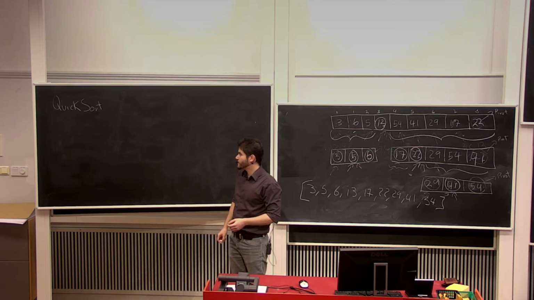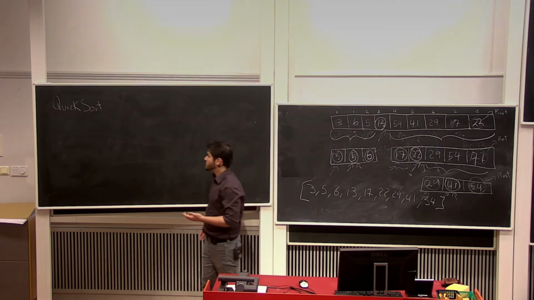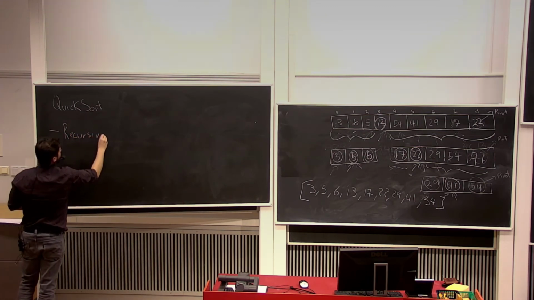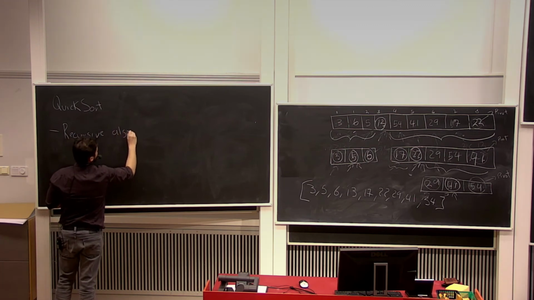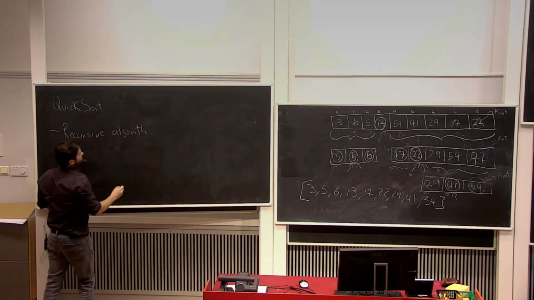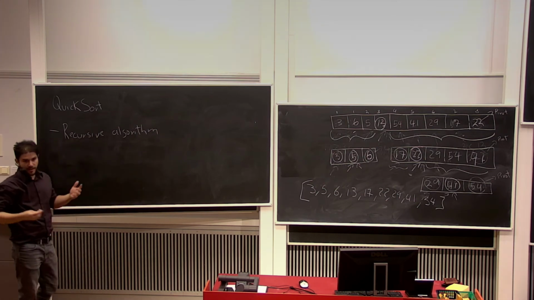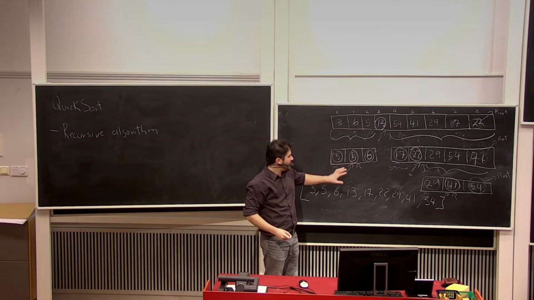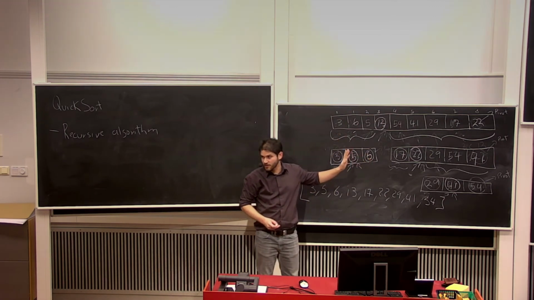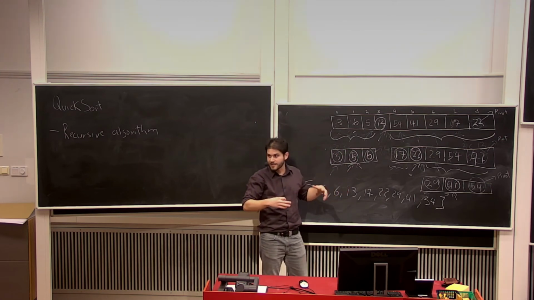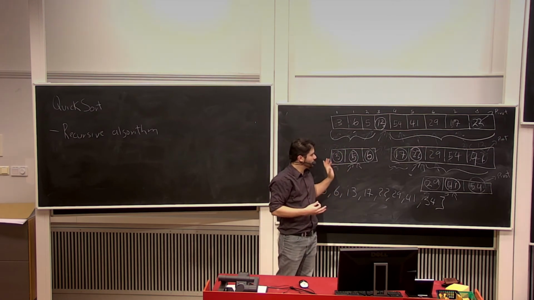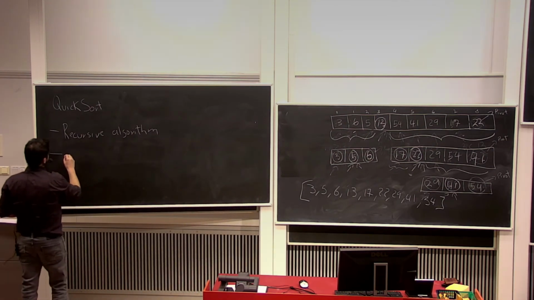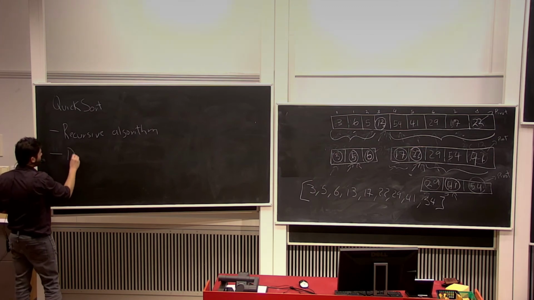So to summarize, the quicksort is a recursive algorithm. Why is it a recursive algorithm? Because it calls itself every time that the array is partitioned. So it calls itself, and it applies the same kind of operation to the partitions. The quicksort is an algorithm that uses the divide and conquer strategy.